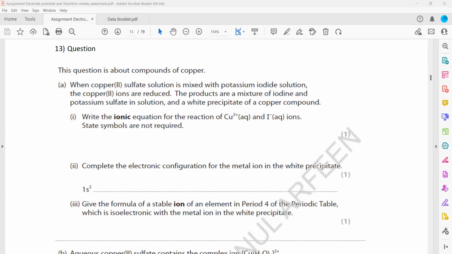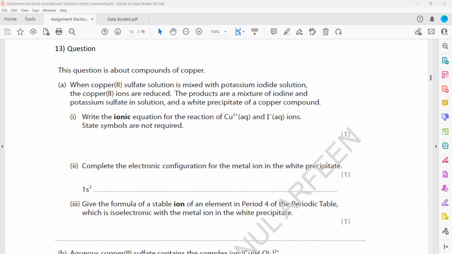So question 13 from the assignment on electrode potential and the transition metals. This question is about the compound of copper. When copper 2 sulfate solution is mixed with potassium iodide, the copper 2 ions are reduced and the products are a mixture of iodine and potassium sulfate in solution and a white precipitate of a copper compound. Write an ionic equation for the reaction between copper 2 ion and iodide ion. You don't need state symbols, they are not required.